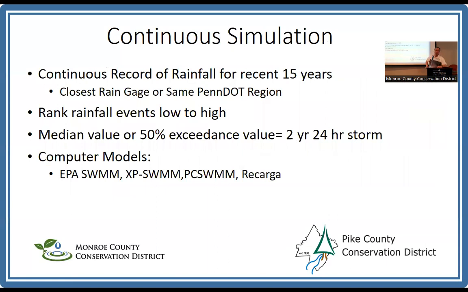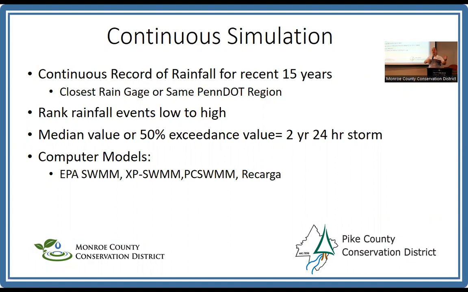So continuous simulation is basically looking at actual rainfall data. So you would look at the closest rain gauge or within the same PennDOT region, and you would be looking at a minimum of 15 years of data. And then you would take that data and you would rank those events from low to high. And then basically taking that median value or the 50% exceedance value, and that then is the value that would be your 2-year 24-hour storm volume for calculating your volumes.